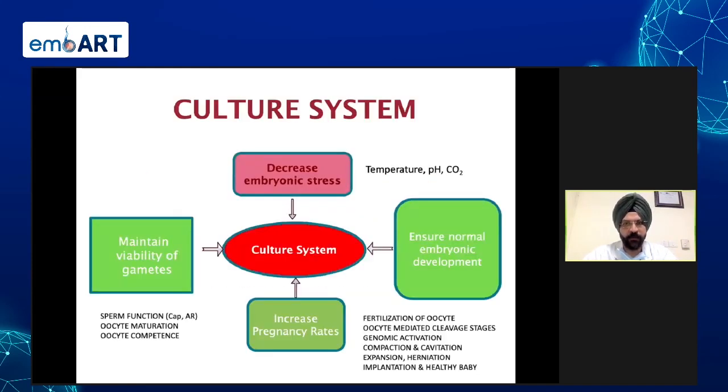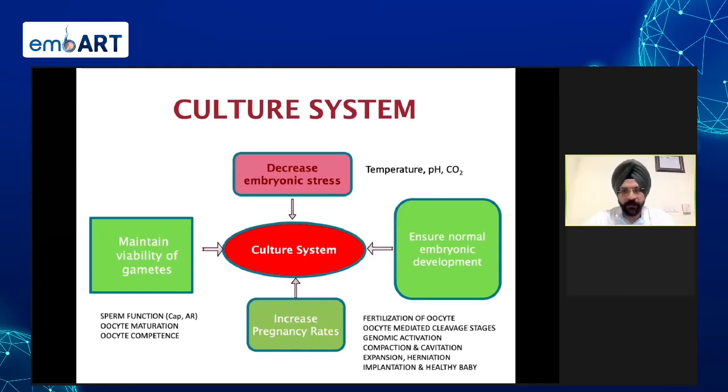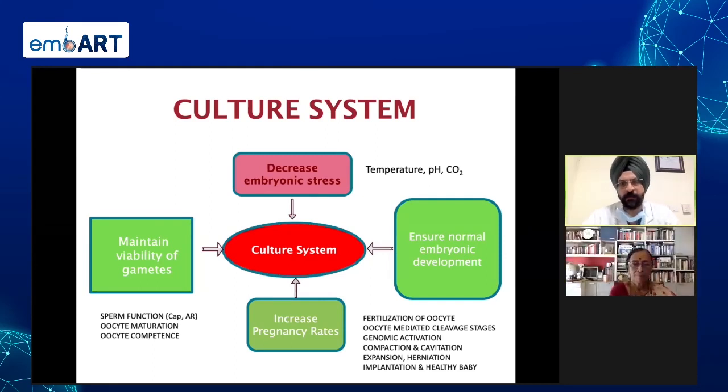When you look at the embryo culture system, the primary functions are that it should support the viability of gametes, sperm functions, oocyte maturation, and oocyte competence. The embryonic stress should be minimal, so there should be very strict and tight control over temperature, pH, and CO2. Embryonic development should be normal, that is fertilization, genomic activation, compaction, cavitation, all the steps should be optimally supported. Only then do we get a good pregnancy rate.